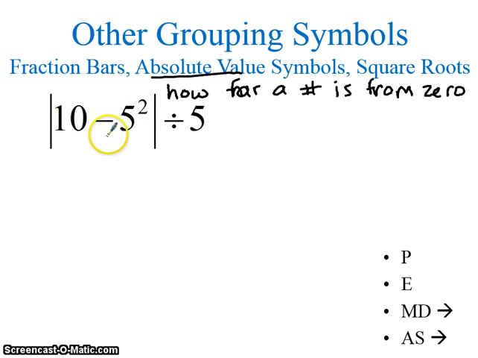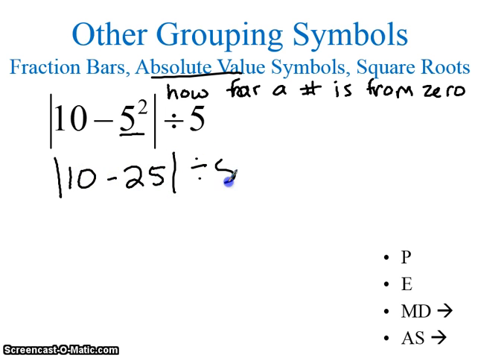There are two operations, subtraction and an exponent. Which one has to be completed first, subtraction or an exponent? Exponent first. So 5 squared is 25. So we have the absolute value of 10 minus 25 divided by 5. Now we still have our grouping symbol, our absolute value symbol, so we have to do what's inside next, and that is subtraction. If you have 10 and you take away 25, then you have negative 15, still in absolute value symbols, divided by 5.